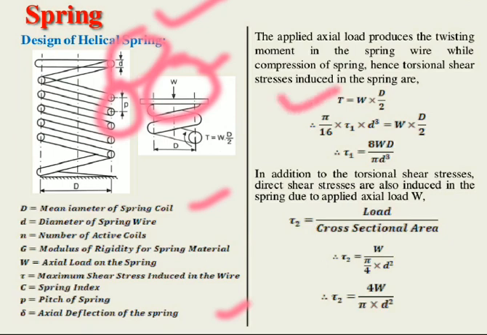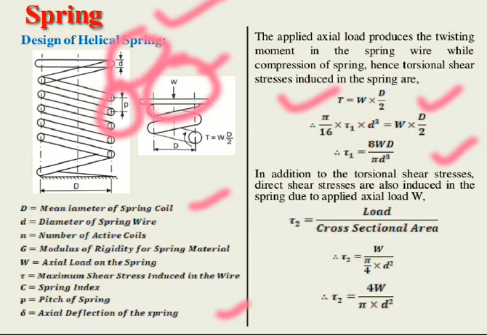The torque will equal load into radius. The load is the axial load given by W, and the radius is given by D by 2, so W into D by 2. Torque can also be written by this formula, pi by 16 into tau 1 into d cube, where tau 1 is the torsional shear stress, and this can be equated with W into D by 2. From there we can easily rearrange the equation and write tau 1 equals 8WD by pi d cube. So this will be our ultimate equation for torsional shear stress.